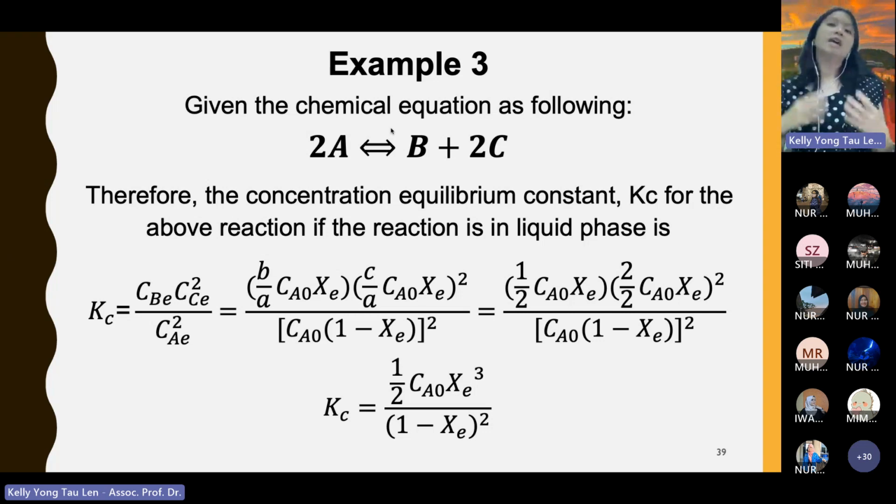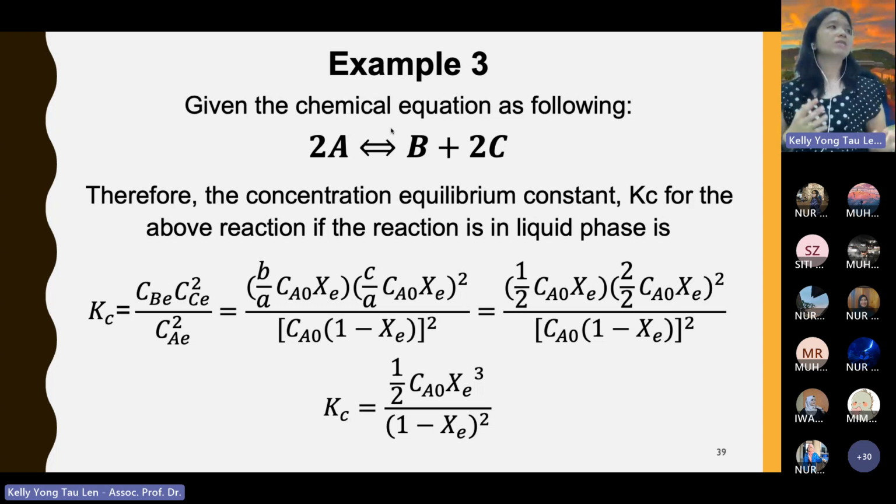So what we do is, as long as you know Ca0, you know Xe. Dalam kes ni kita tahu Xe, Ca0, kita dah boleh tahu CAE, CBE, CCE, CDE. So same concept macam cari CA, CB, CC, CD. Kita tahu Ca0, kita tahu X. You can already find the concentration of all these compounds. So this example shows you how we express Kc.